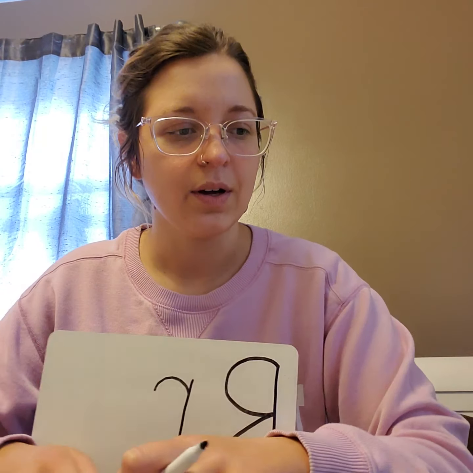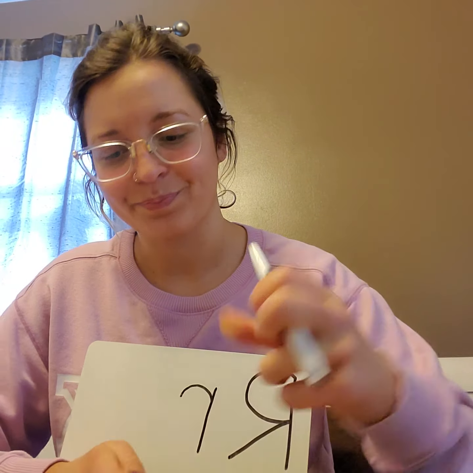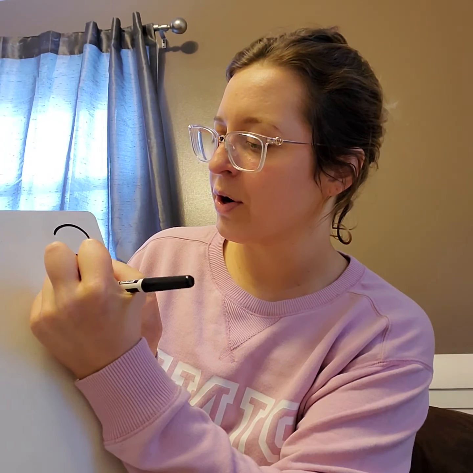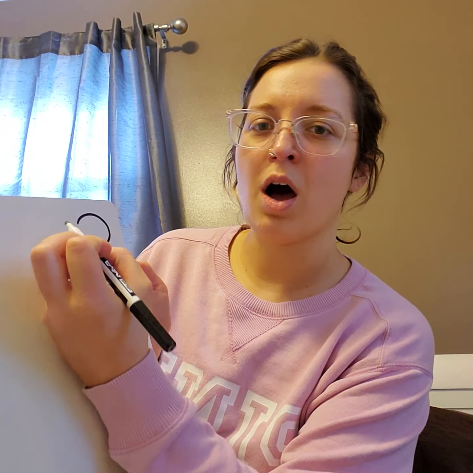For this one, we've got Robbie Rabbit. I'm gonna put my board down for a second. We're gonna put our hands in front of us and we're gonna hop like rabbits. R, r, r, r, r. Awesome job. The next letter that comes in our alphabet is an S.